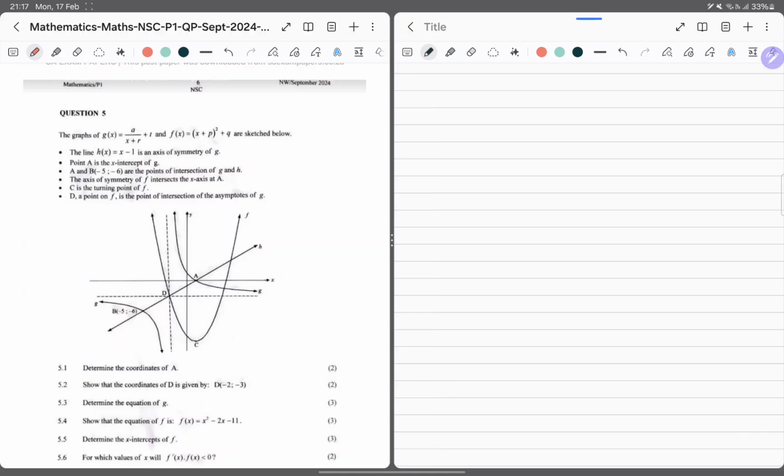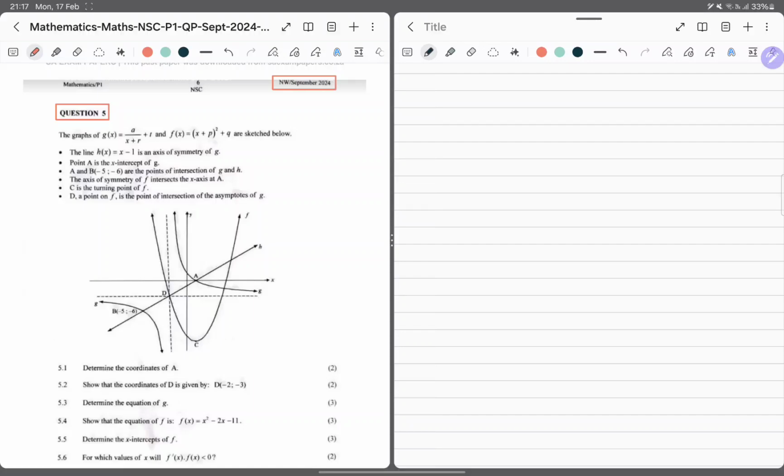Let us have a look at this question. This is a question on functions. This is usually one of the most challenging questions on functions in paper 1. I've taken this from the Northwest trial paper from last year. So we're going to enjoy this one together.